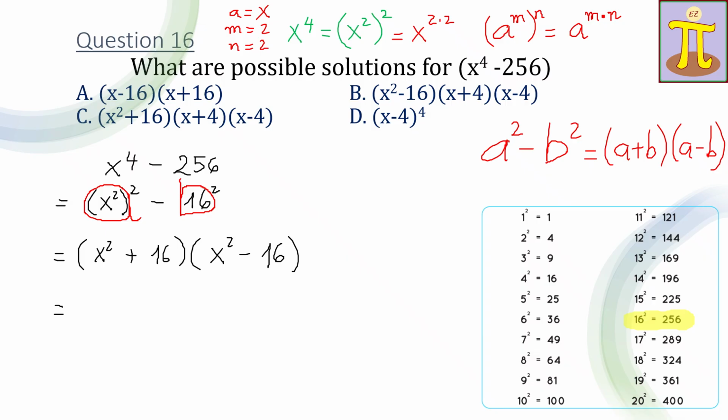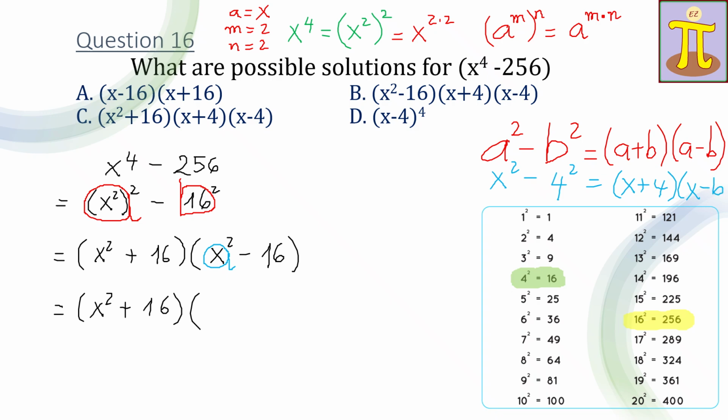So the first factor, I just copy that down. The second factor, I see that I have my a is x now, and then I apply the 16, that is 4 squared. So if I write that right here, it is my x squared minus 4 squared. 4 squared is 16. I will have my a is x, my b is 4.